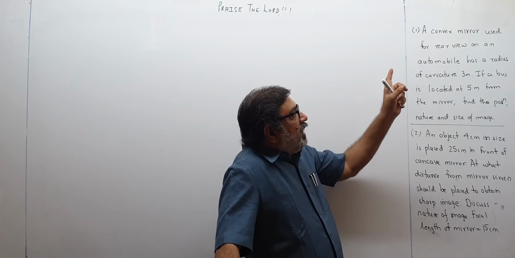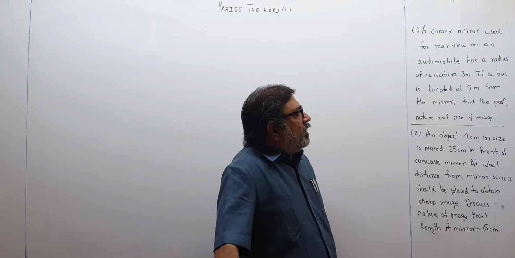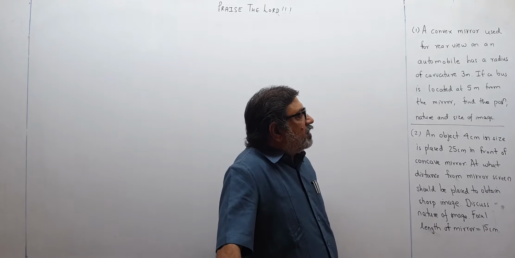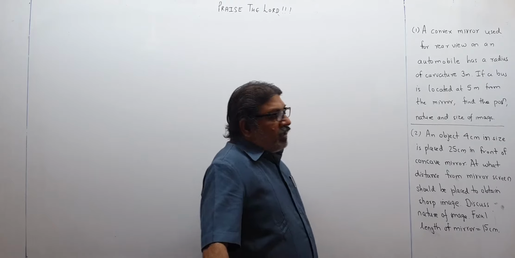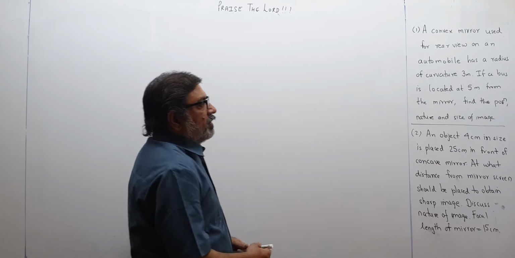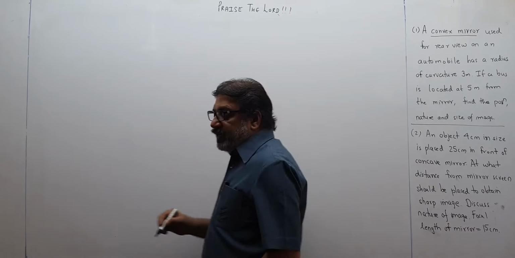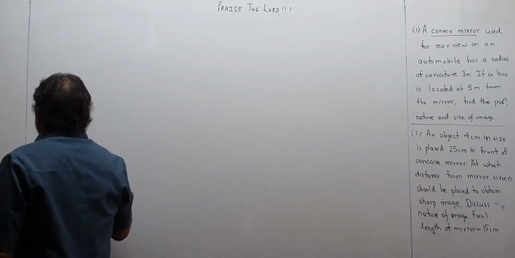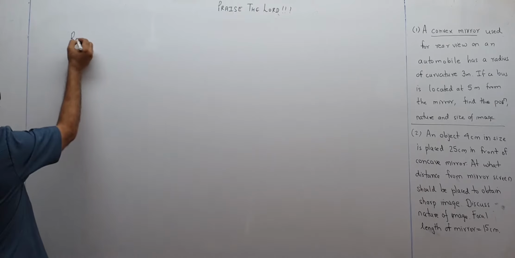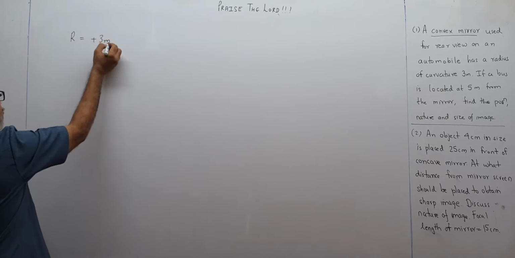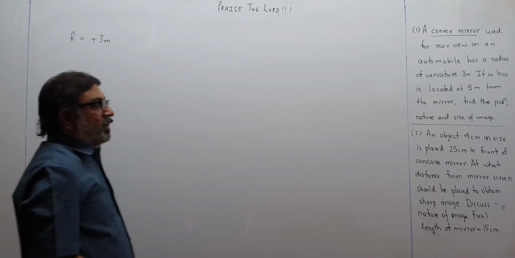A convex mirror used for rear view on an automobile has a radius of curvature 3 meter. So children, first of all note that it is a convex mirror. So convex mirror means the focal length and radius will be positive. That is what you have to understand. So radius of curvature will be plus 3 meter. Mention the sign because it is a convex mirror.